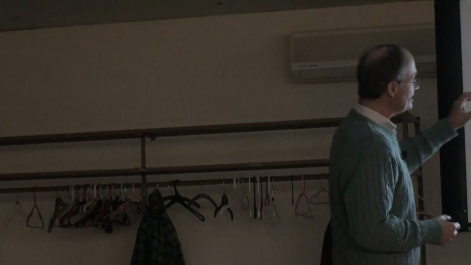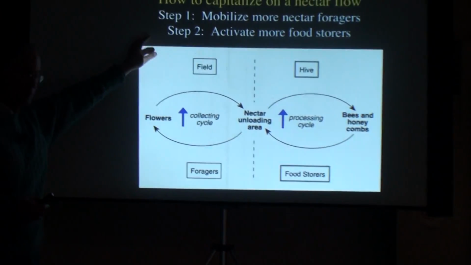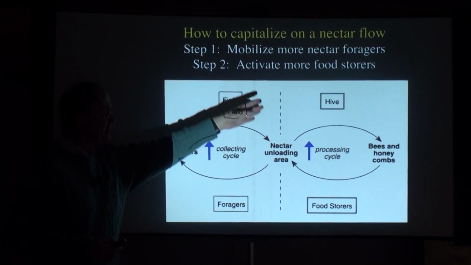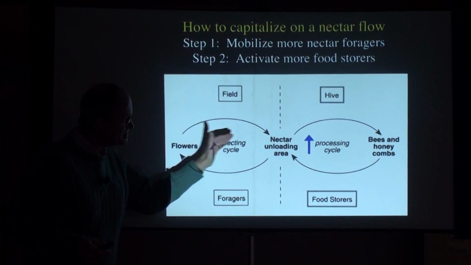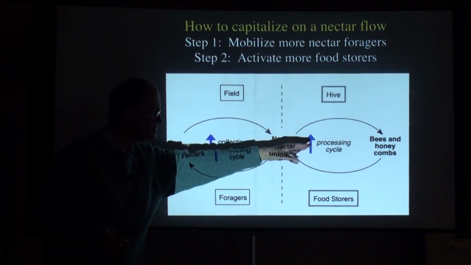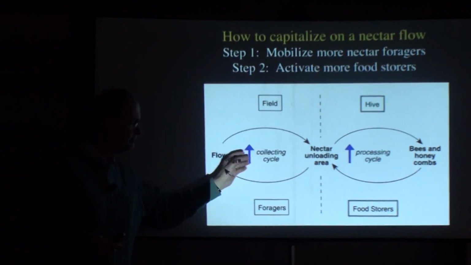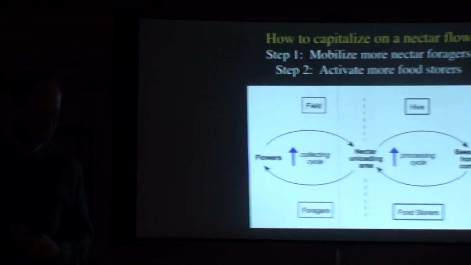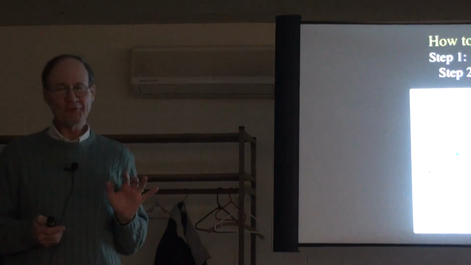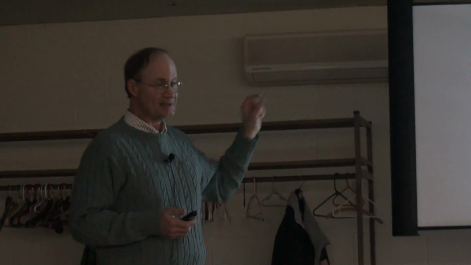So, yes, they're going to have to do two things. Step one, they're going to have to mobilize more nectar foragers, and secondly, they're going to have to activate more food stores so that this process runs smoothly, so that materials come in and are processed without delays by the foragers. So what we're going to do now is look at what they do to accomplish these two steps. And it's a tricky process.